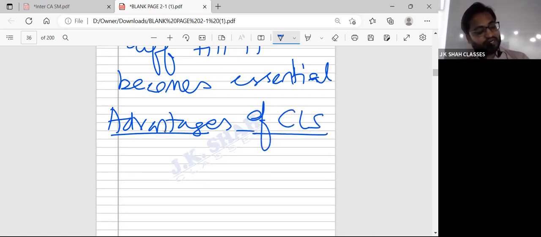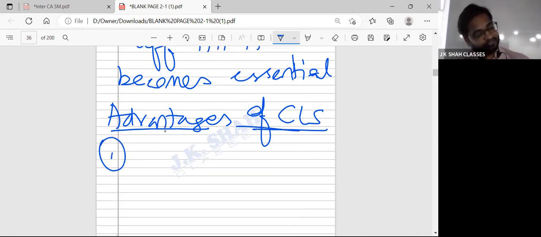Let us finish advantages and disadvantages, then we will read all this, whatever we have discussed. Advantages of CLS. What are the advantages of CLS? 5 points.